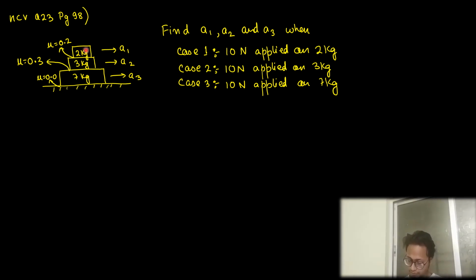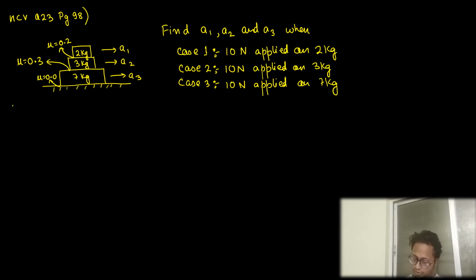Out here there is a question. There are three blocks, 2 kg, 3 kg, and 7 kg. This surface is frictionless, coefficient of friction 0.0. This surface has coefficient of friction 0.3, and this surface has coefficient of friction 0.4. A1, A2, and A3 are the accelerations of these blocks. The question is saying find A1, A2, and A3 when 10 Newton is applied out here, in case 1.